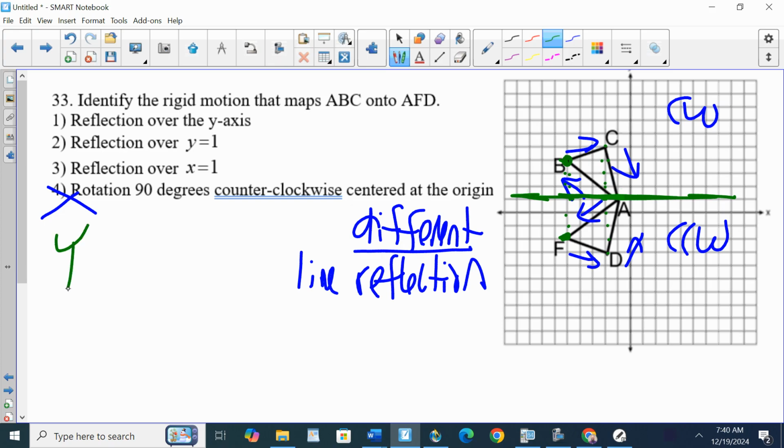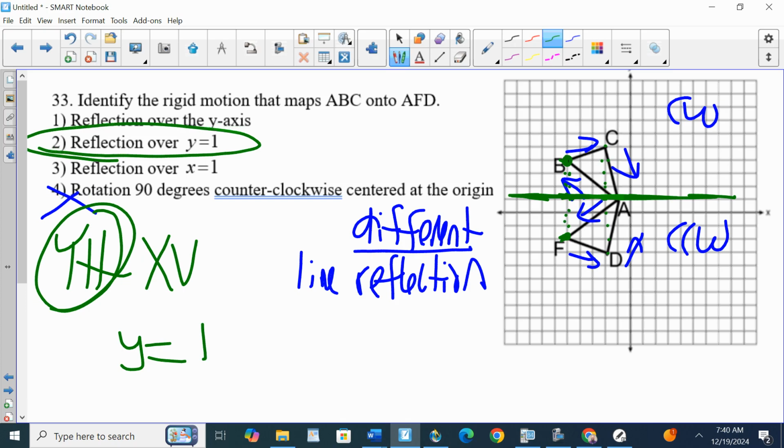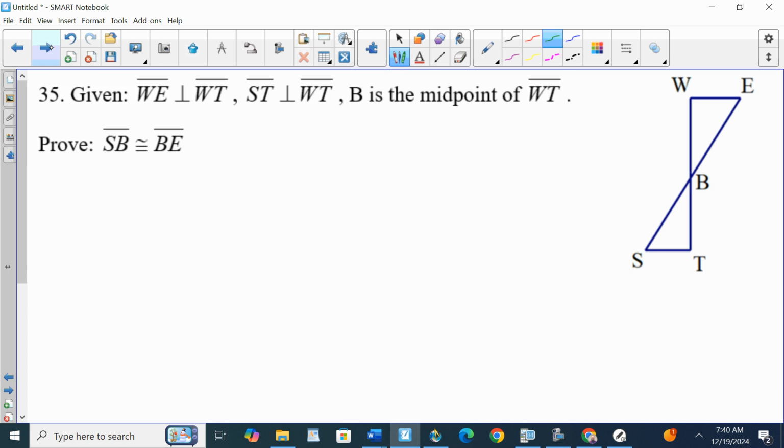Now, Yancey has X-ray vision. It's a horizontal line, so it's y equals a number. That number is 1. Y equals 1. That's it. Check for orientation. If the orientation is different, it must be a reflection. To find the line of reflection, count between any point and its image. Cut that distance in half. And then Yancey has X-ray vision. Since it's a horizontal line, it must be y equals 1.